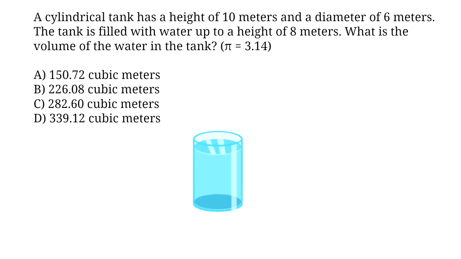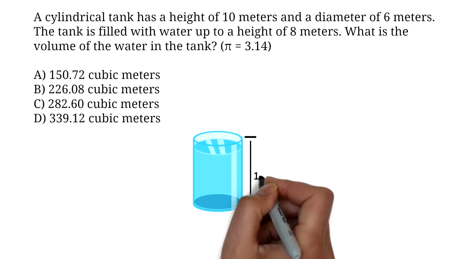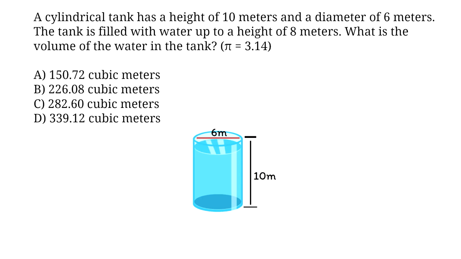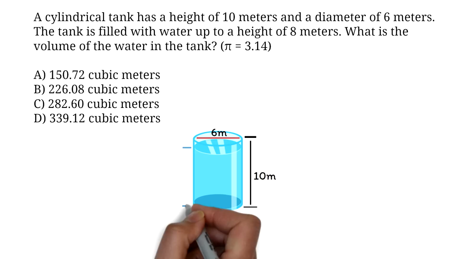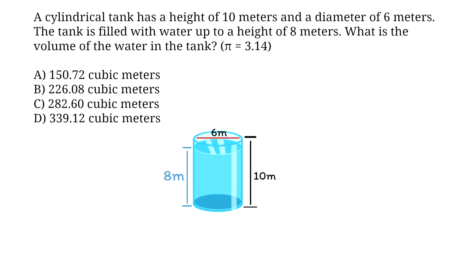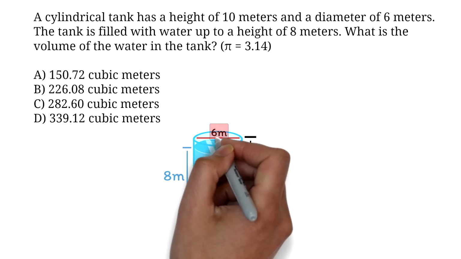Taking this as our cylinder, the height given is 10 meters and the diameter is 6 meters. The water is only filled to 8 meters of the height of the cylindrical tank. Note that liquids take the shape of the container in which they fill. So the diameter of the water will be the same as that of the cylindrical tank, which is 6 meters.